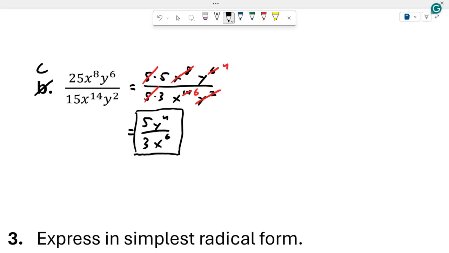Now, like I said, if you can go directly from the original problem to the final answer, I can't imagine anyone having a problem with that. As long as you get there, right? You've got to understand how we got there. So the final answer for 1C is 5 y to the 4th over 3 x to the 6th.